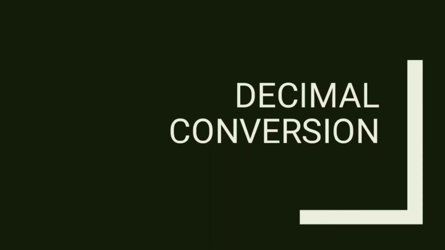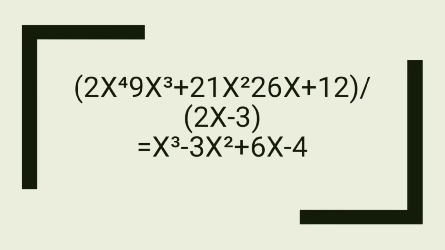Now let us move on to decimal conversion. From the answer of the polynomial above, we will use 1364 base 10 as an example. Decimal to binary.